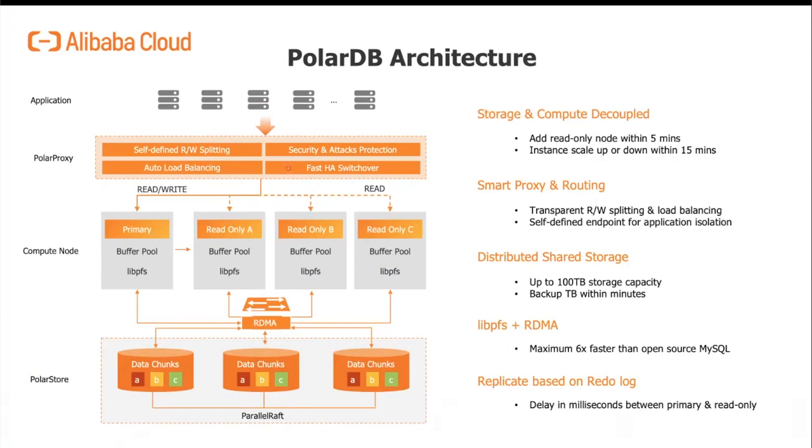Polar proxy provides the ability to perform transparent read-write load balancing. This means that your application only has to use the cluster endpoints to do the automatic routing for you. Polar Store has the ability to perform automatic storage scaling up to 100 terabyte. Backup is done at storage snapshot level. So the backup usually takes minutes, even for terabyte size. Because of this architecture, we're able to achieve performance of up to 6 times faster than open source MySQL.